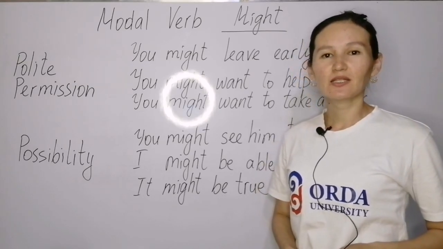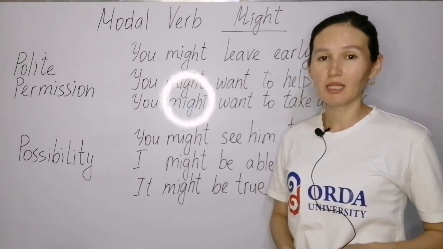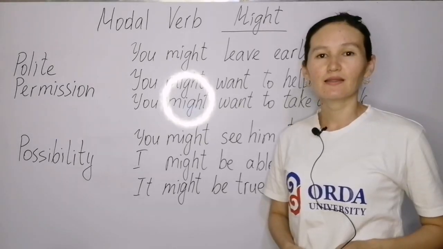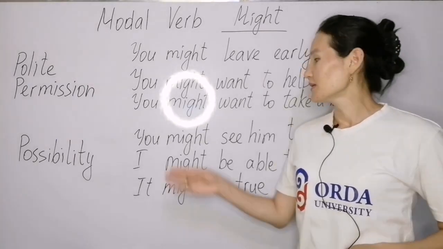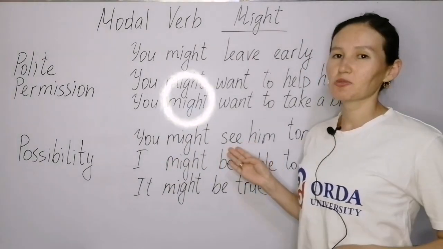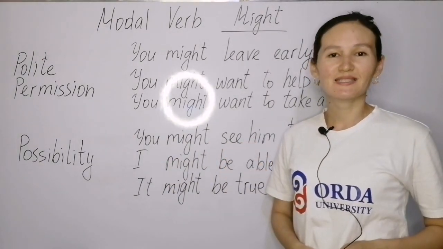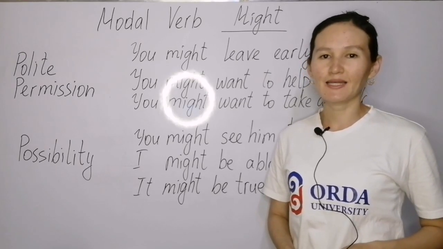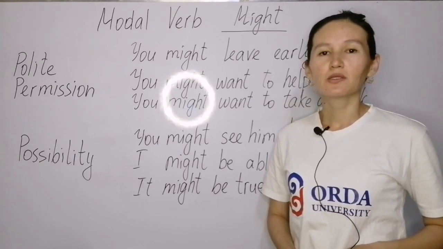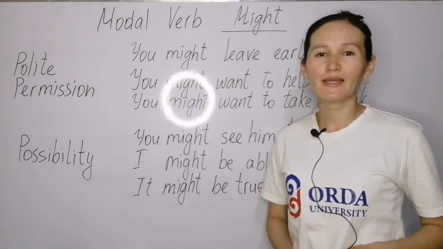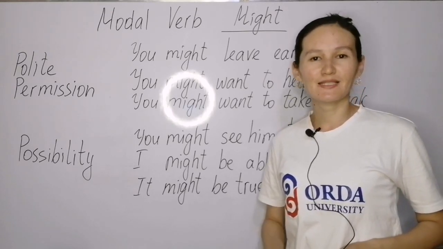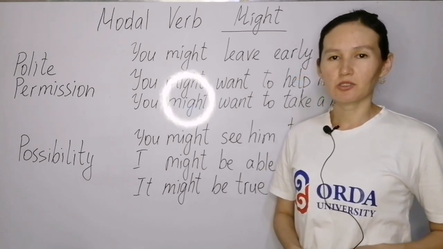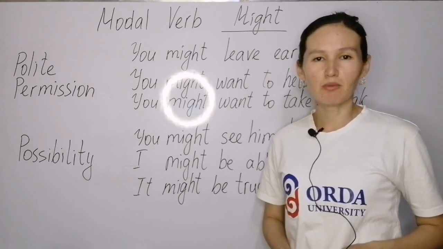Now, let's take a look at the sentences below. Here we can see the possibility. You might see him tomorrow. Might plus see. You might see. He might see, or she might see. I might see him tomorrow.